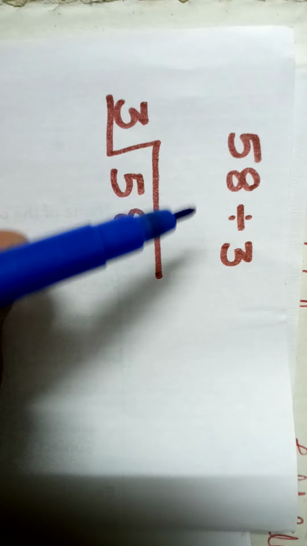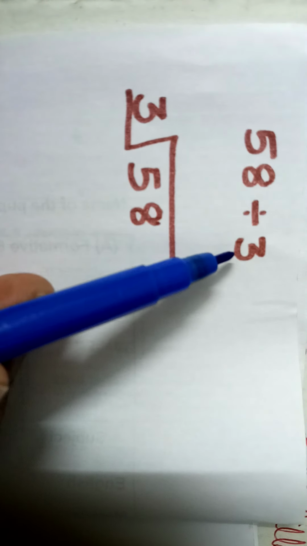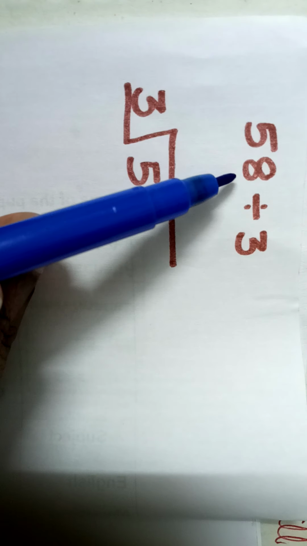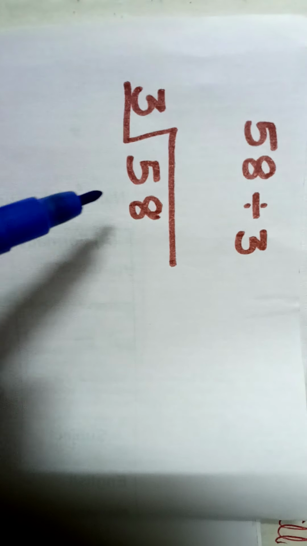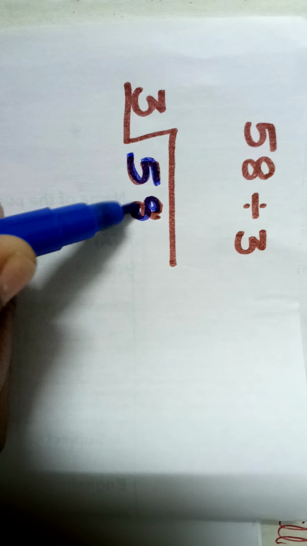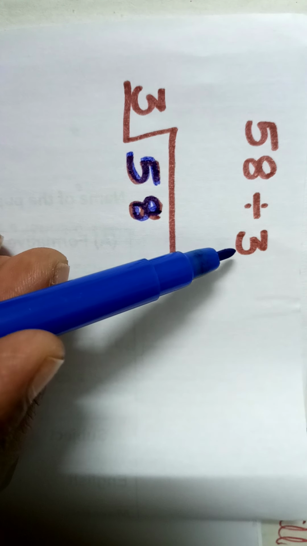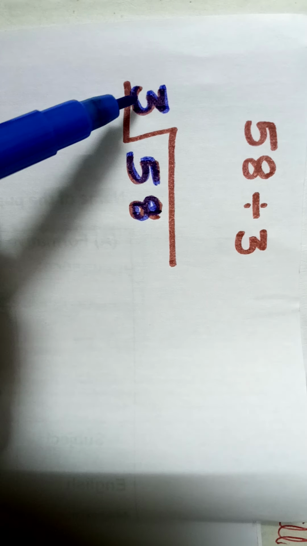Now children, we will see this sum: 58 divided by 3. 58 is the first number, so it is the dividend. It goes inside the house. Divided by 3. 3 is the second number, so 3 is the divisor. So 3 will come outside the house. So 58 divided by 3.